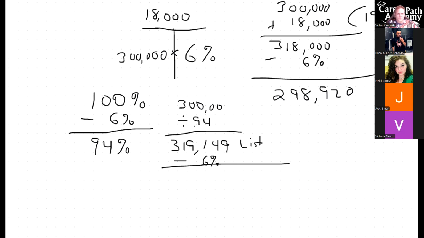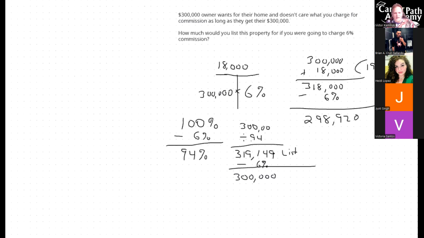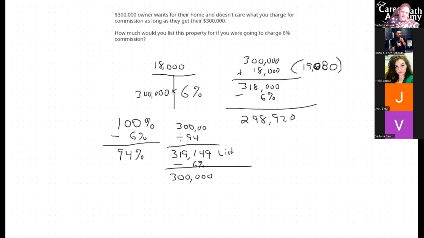Now, if you subtract 6% from that, you'll get 300,000 on the money. So the owner will get their property value or what they want for it. That's the way you build in the commission. Not that that's the way you're supposed to price homes. But if an owner says, I want to get $300,000, I don't care what you charge for your commission, okay, that means that we need to sell your house for $319,149.